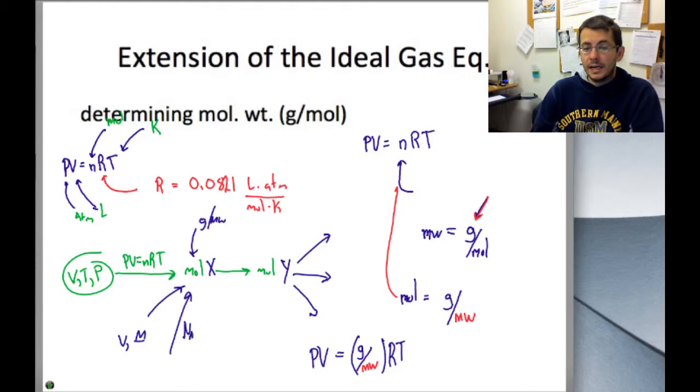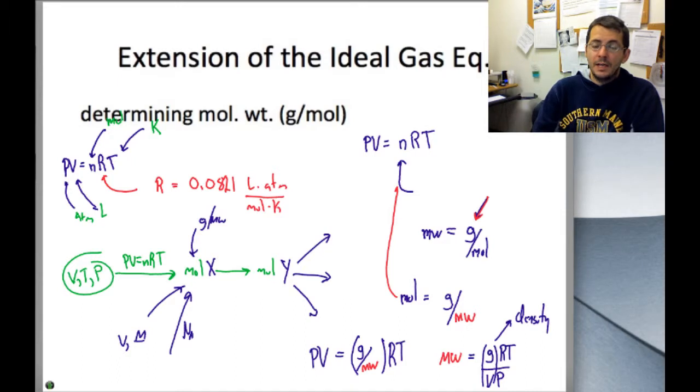We can rearrange to get the molecular weight equal to grams RT divided by PV. Well, grams per unit volume, that's density. And so we can also use the density of a gas to determine its molecular weight. Implied in this is also that the more dense a gas is, the higher the molecular weight of the gas.